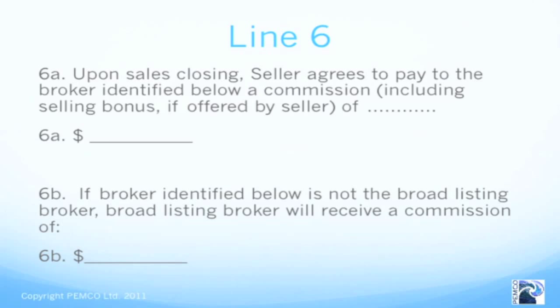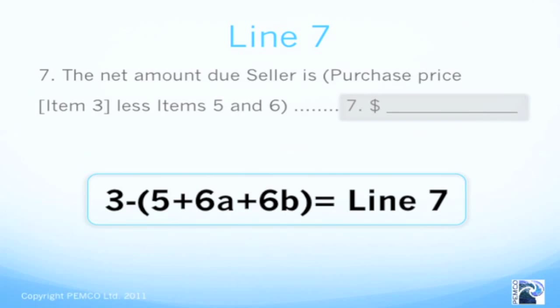Line 6B is the numeric figure representing the amount the listing agent will receive as their commission from HUD. Per HUD guidelines, the listing agent is guaranteed a 3% commission. This numeric figure will have already been filled in at the bid submission page and once again will have been auto-populated for you. Line 7 is an easy one.